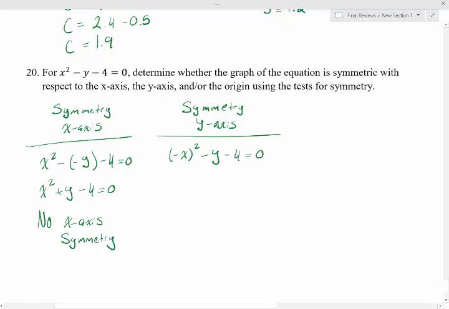Well, negative x squared is the same thing as having negative x times negative x. Well, negative x times negative x will just be positive x squared. Well, that's nice. So we're going to simplify to x squared minus y minus 4 equals 0. That's our original equation. So we for sure have symmetry with respect to our y-axis.